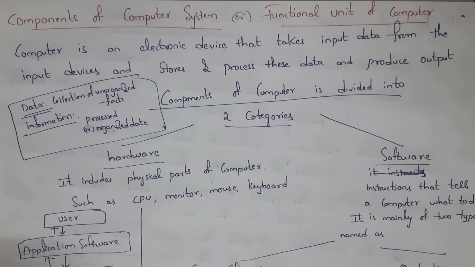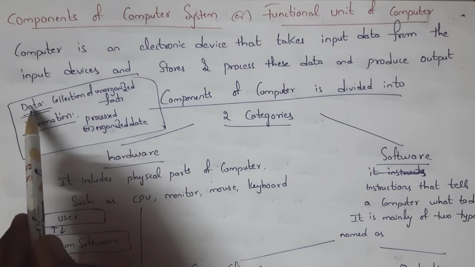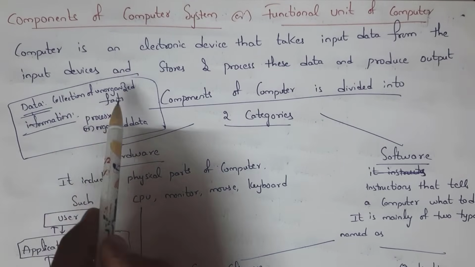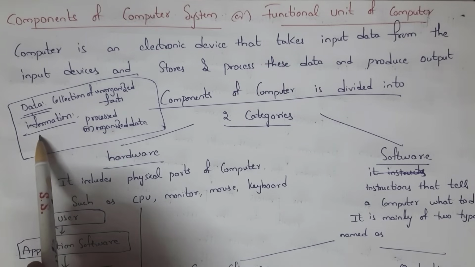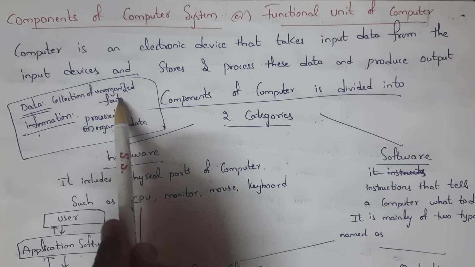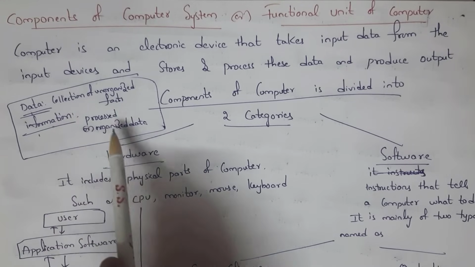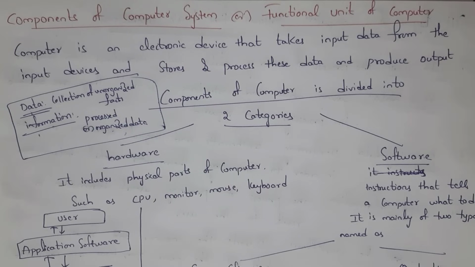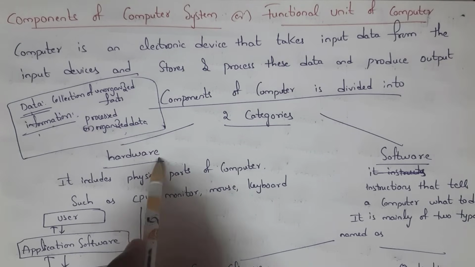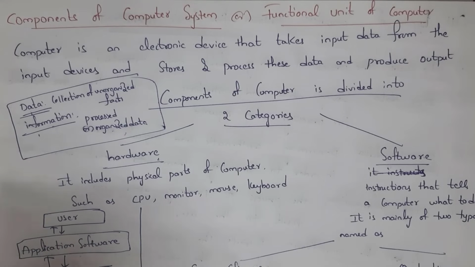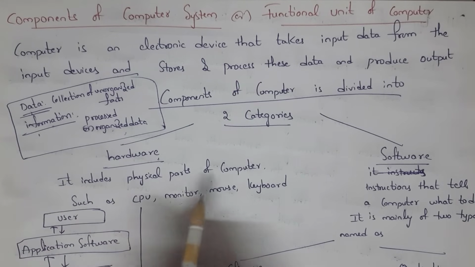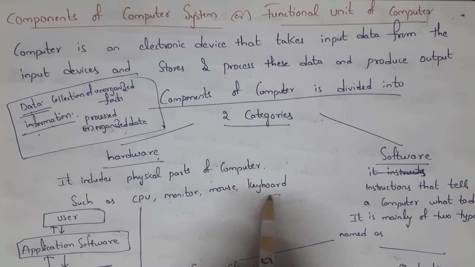You need to know the difference between data and information. Data is a collection of unorganized facts, and processed or organized data is known as information. In simple terms, data means unorganized facts whereas information means organized data. Components of computer are divided into two categories. One is hardware and the next one is software. Hardware is the physical parts of computer like CPU, monitor, mouse, keyboard, which we can touch. All these are examples of hardware devices.